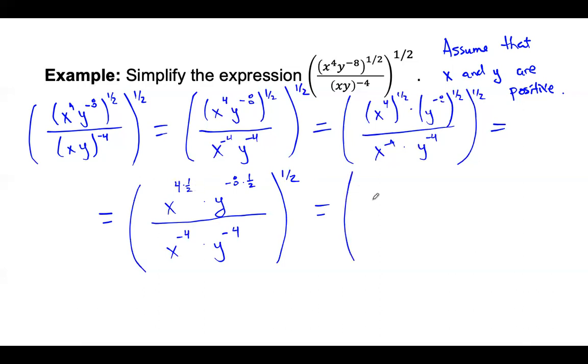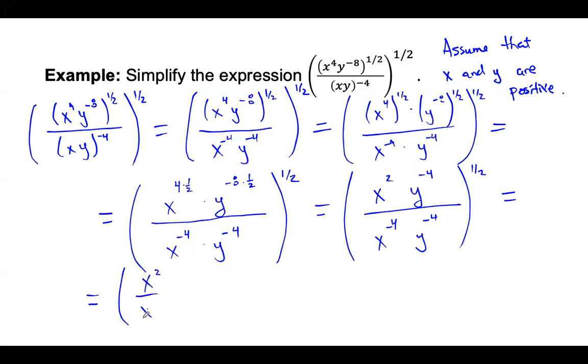Now 4 times a half is 2. -8 times a half is -4. This is x to the power -4, y to the exponent -4 is a half. So we could group the like terms. And there's a lot of extra steps that you don't have to do.